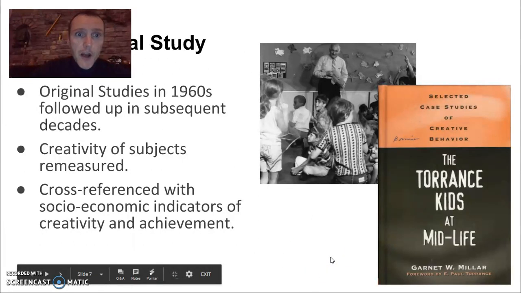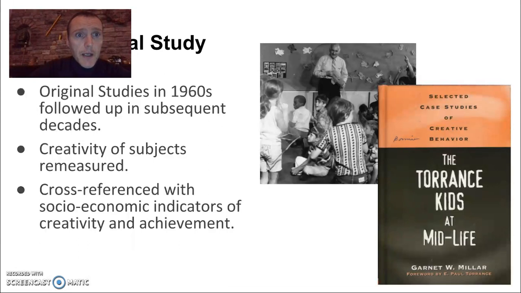Okay, so the original studies for the Torrance test were done in the 1960s. It's when the test was developed. It's when it was trialed. It was done with a group of school children, I believe, in Chicago. And over time, the same group of subjects were remeasured, and the measurements were cross-referenced with socioeconomic indicators of creativity and achievement.